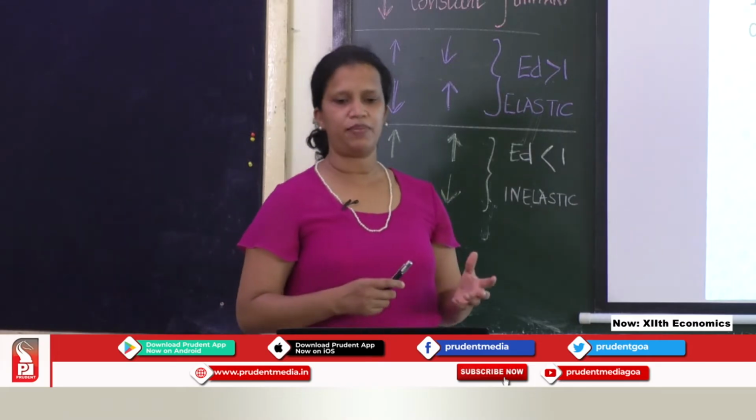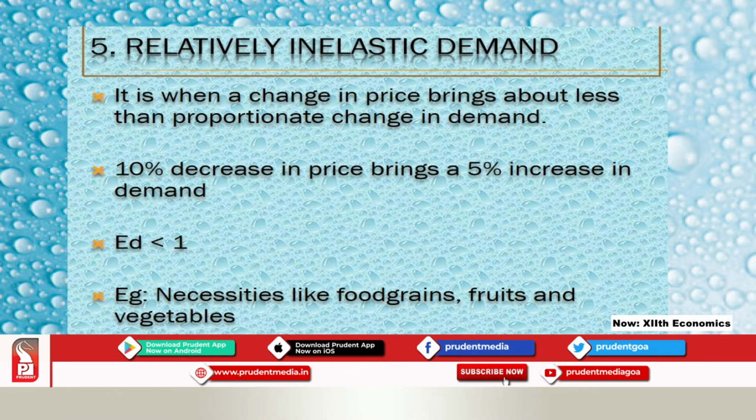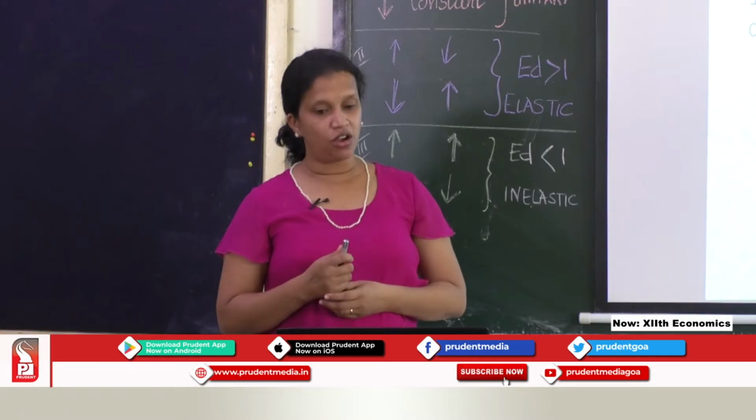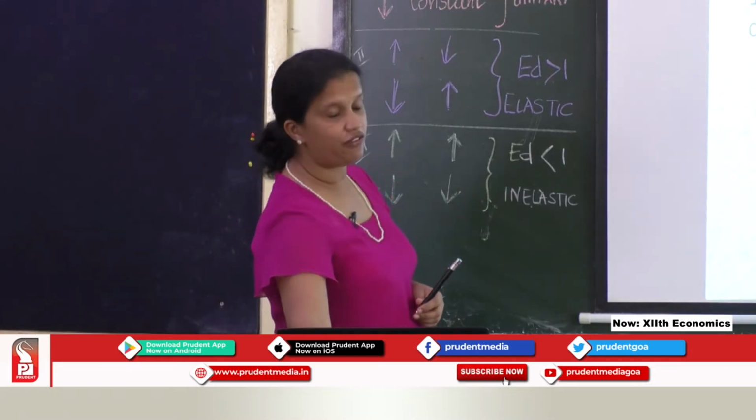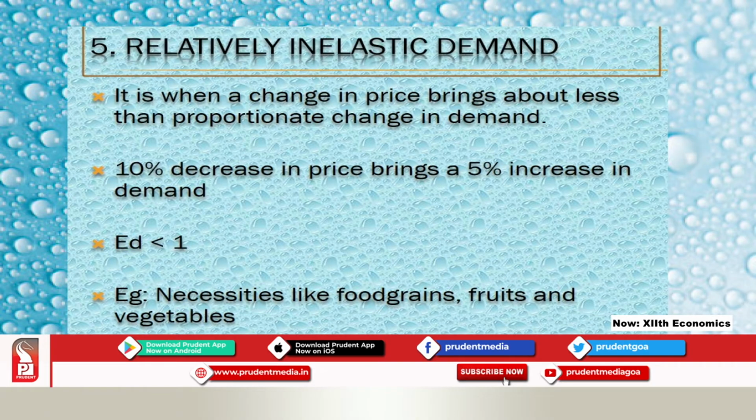Now, let's see what happens. So, in case there is a 10% decrease in price, price has decreased by 10%. What happens? Demand will increase, but by how much is demand increasing? By just 5%. So, that means demand has not reacted much to this change in price. So, now, in case of relatively inelastic demand, what will be the value of ED? ED value will always be less than 1.